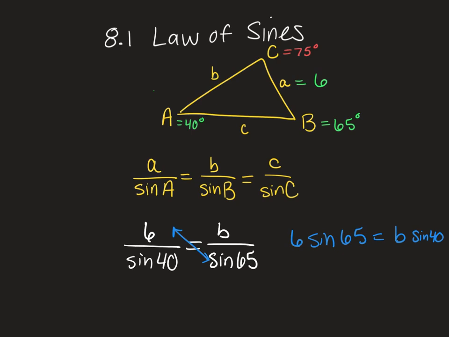And then you're going to take that number, and we've got to get B by itself, so we're going to divide by the sine of 40. So then in your calculator, you're literally going to plug in 6 times the sine of 65 and then divide that by the sine of 40. And then that gives you B.